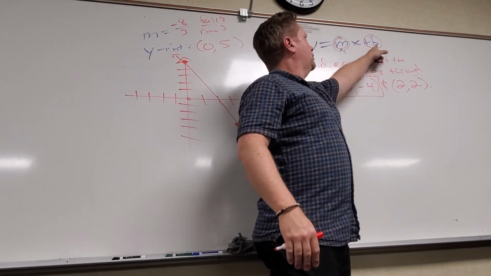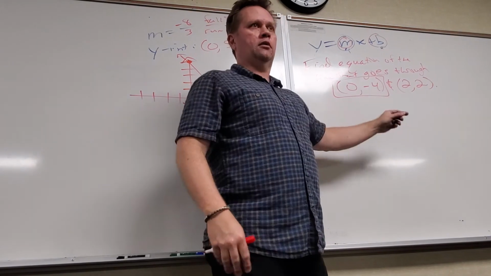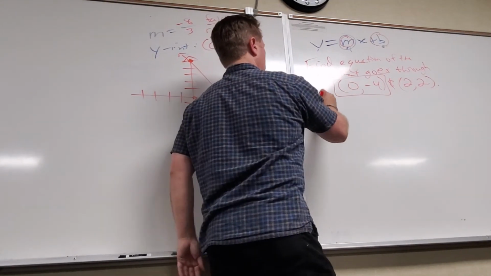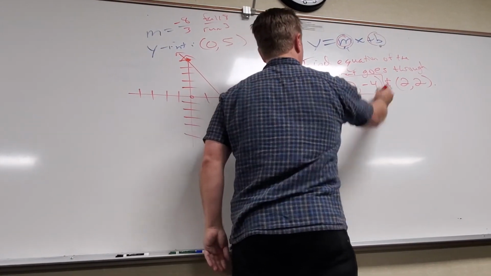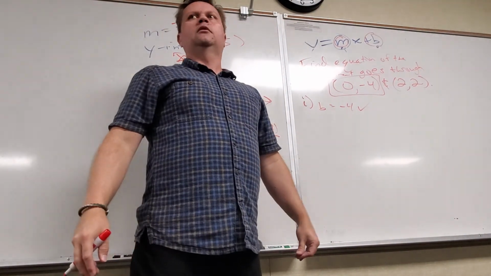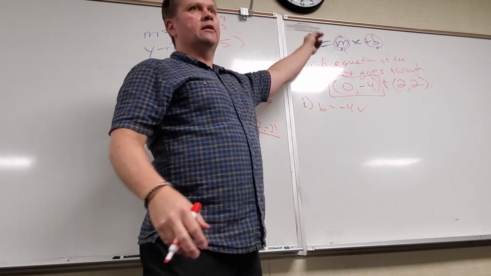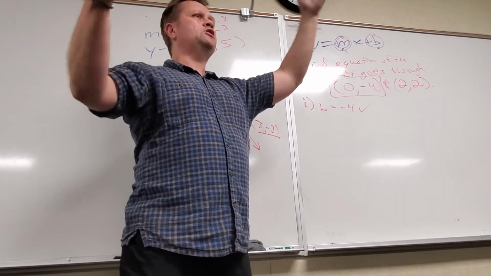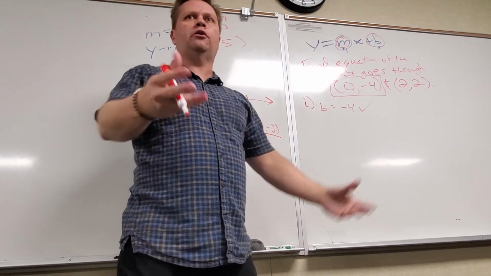So what number am I going to put there? -4. So I know what b is. b is -4, check. So what do I still need to figure out? Slope. I still need to figure out what m is. Once I get those two things, I know the equation. I just throw those in and I'm done.